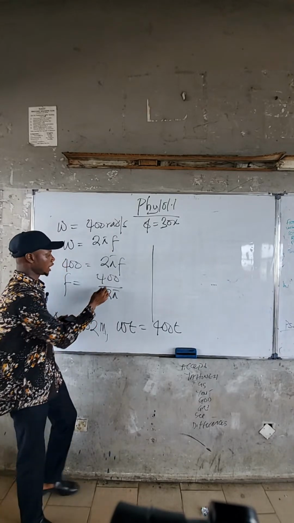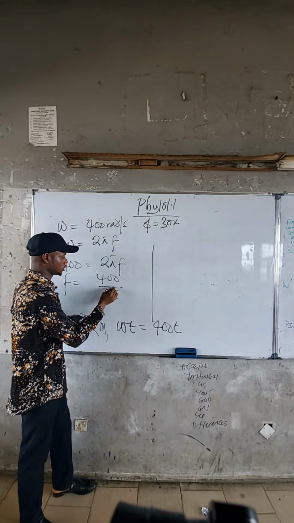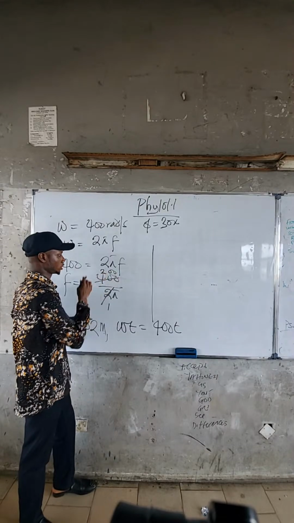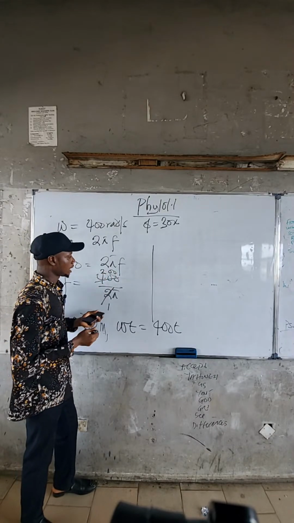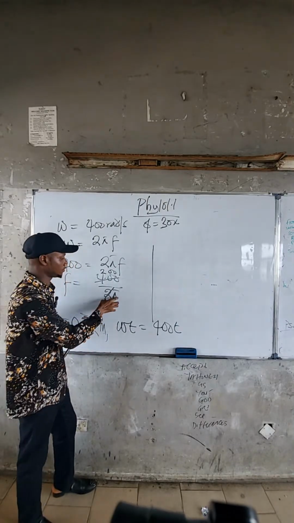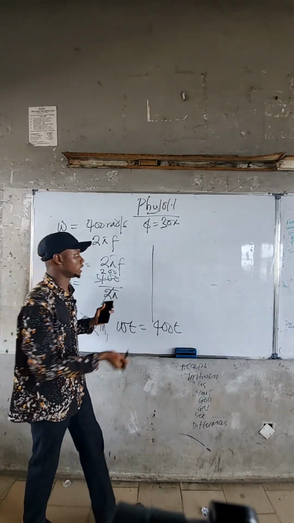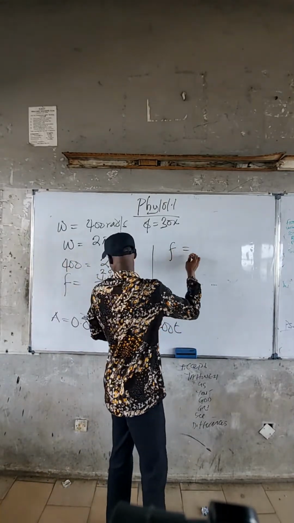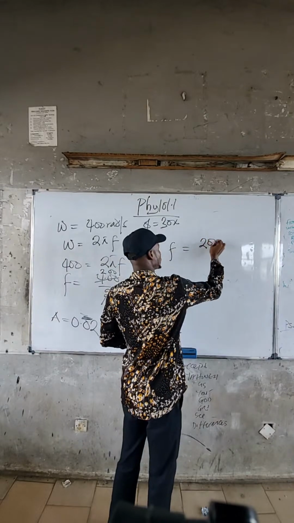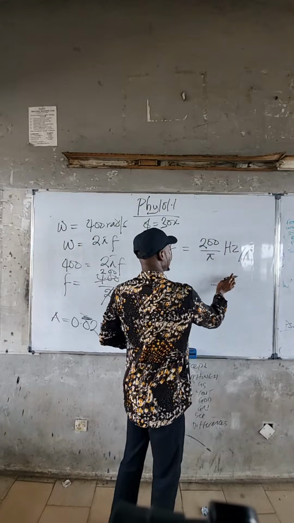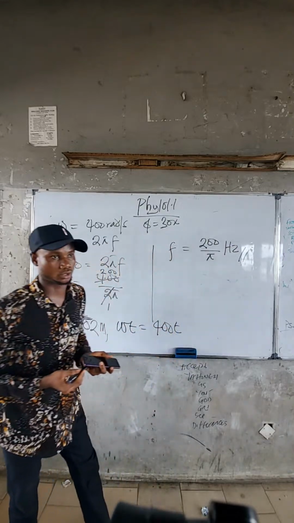So class, I will divide by 2. This goes here as 1, and this goes here as 200. But our result here is said to be in pi, so I don't have to replace the value of pi. So our frequency f is 200 over pi. This is in hertz. Now, depending on the options there, you can just click the option, okay?